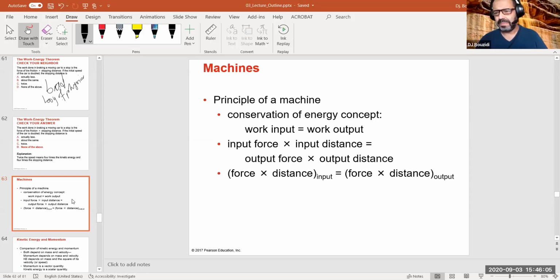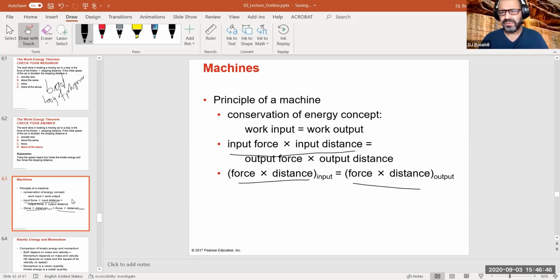But in a practical situation, any machine, whether the lever, the screw, the wedge, the incline, the pulley, all of these simple machines, and there are 6 simple machines, the output work usually is a little less. That's basically because of the friction again. In order to find the work, you multiply force times distance, equal to force times distance in the output.